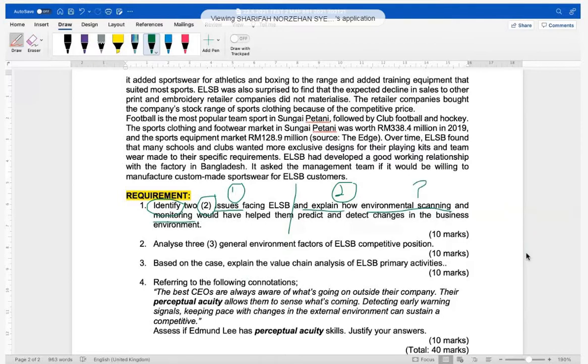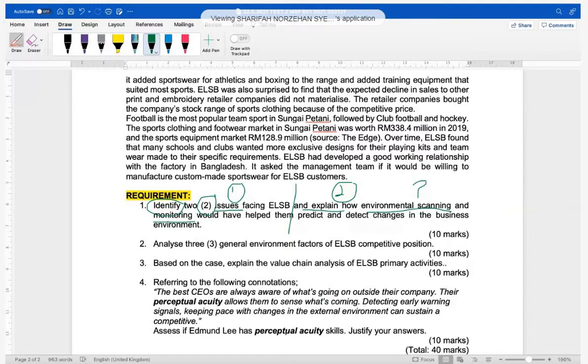If you don't know what environmental scanning and monitoring is, you will not be able to answer this particular question. But you can gauge basically what they are from the terms scanning and monitoring, even if you have not read it. Here we are talking about scanning the environment and monitoring the environment.